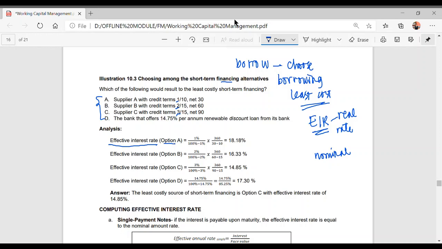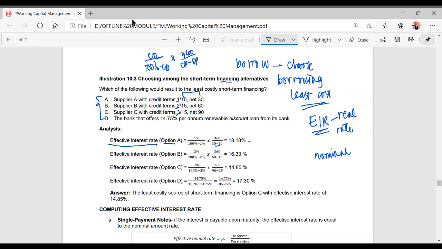So the formula is, di ba, if you can recall, that's cash discount over 100% minus the cash discount times the number of days. So for example, we are using 360 over, you have here the discount, the credit period minus the discount period. So that's why we have this one, 1% over 100% minus 1% times 360 over 30 minus 10 because we have 30 and 10 here. So you will get 18.18%.